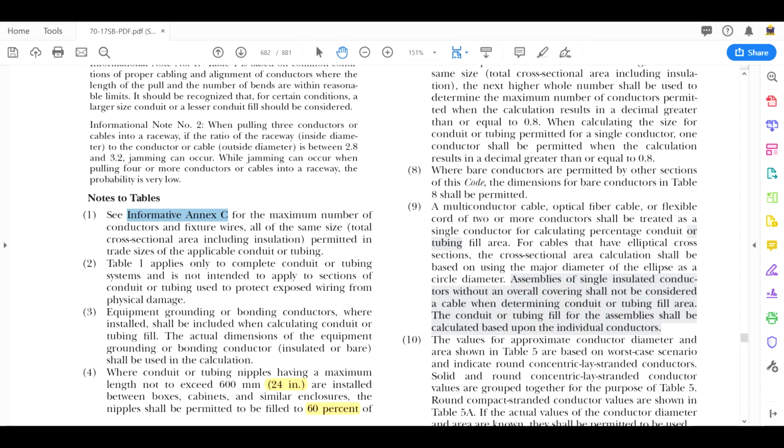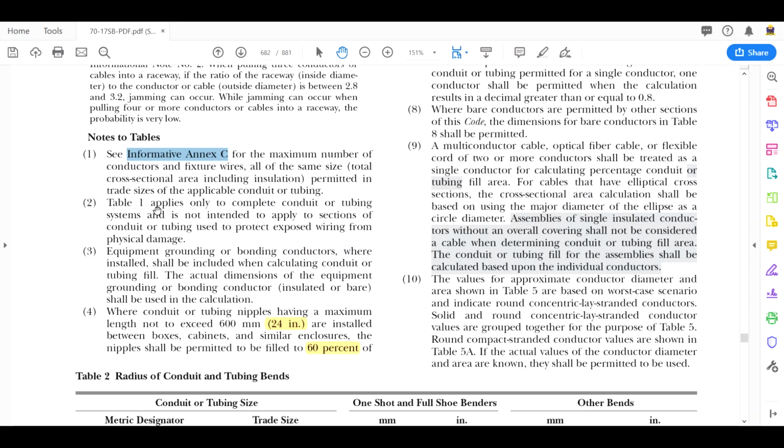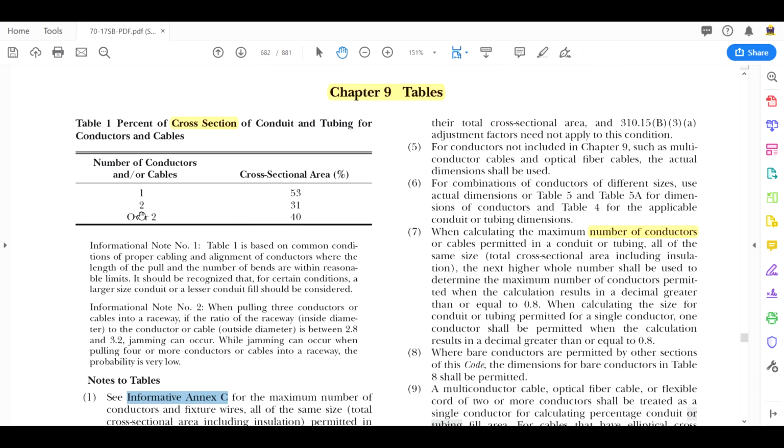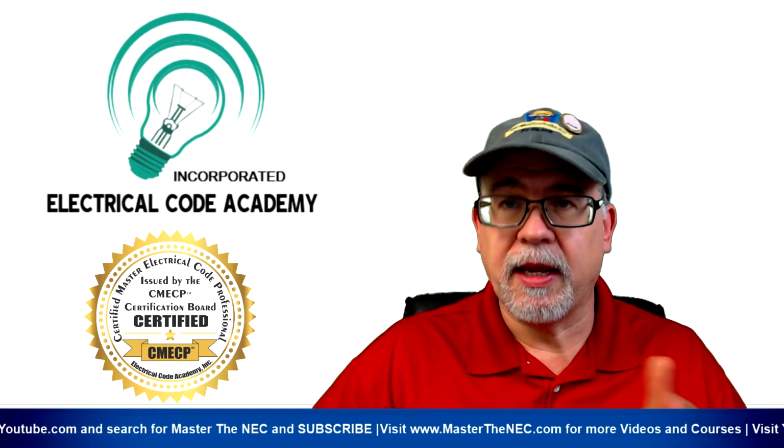All right, the next one we'll look at is note number 2. Note number 2 says, Table 1 applies only to complete conduit and tubing systems and is not intended to apply to sections of conduit or tubing used to protect exposed wiring from physical damage. So all of these fills only apply to complete systems in tubing and conduit.